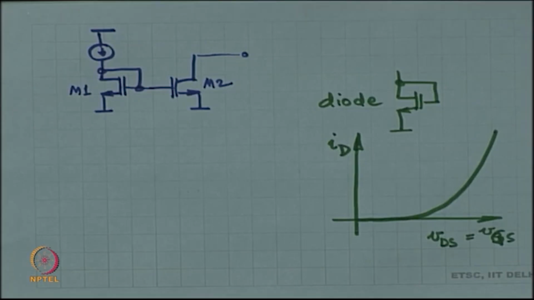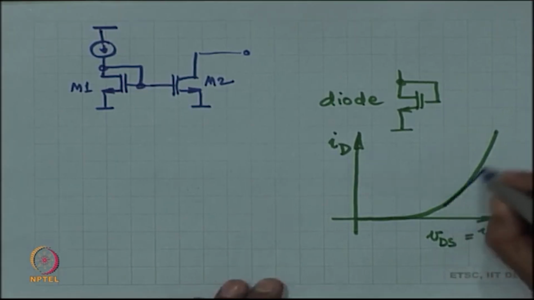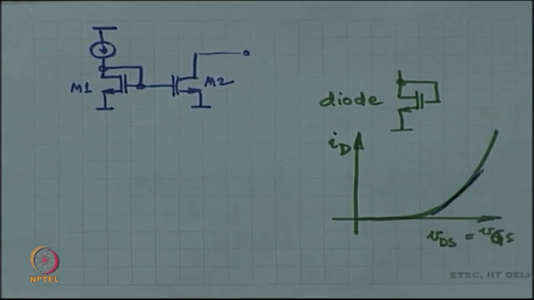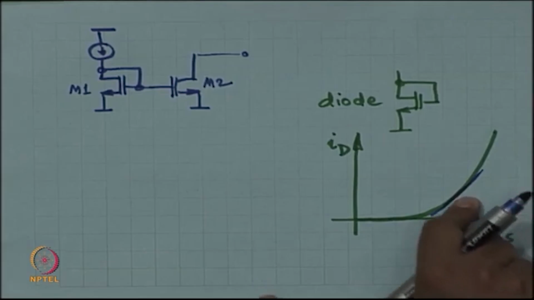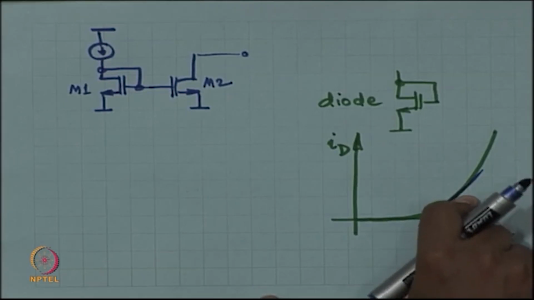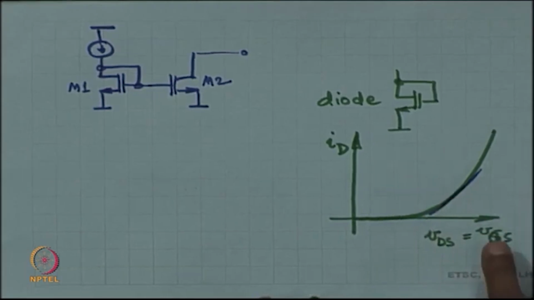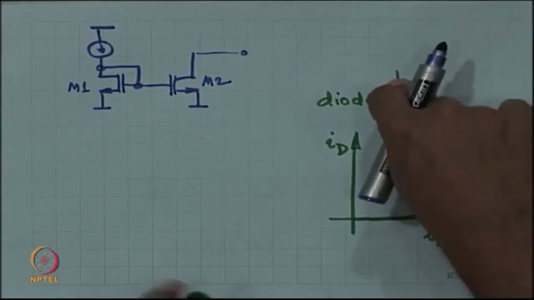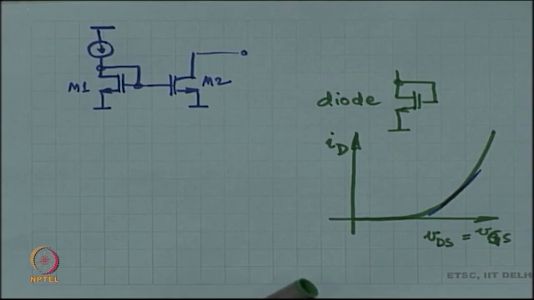Okay. What is the impedance of this? The impedance of this is the slope of this curve, and what is the slope of this curve? This is k times VGS minus VT the whole squared. So, the slope of this curve is the same as GM. So, the conductance between these two nodes is GM, the resistance is 1 by GM.